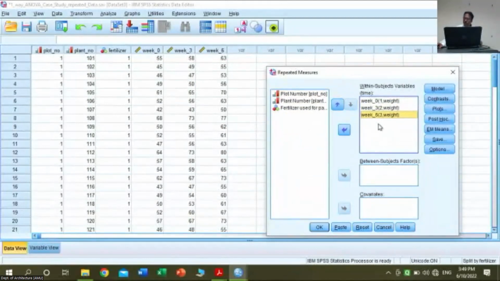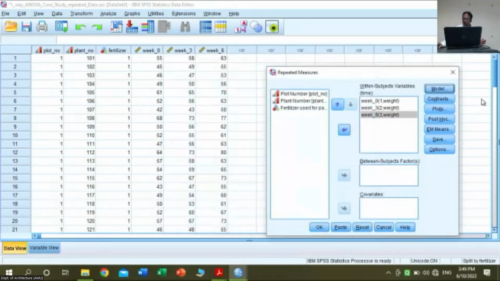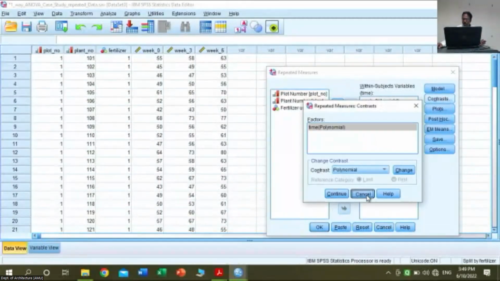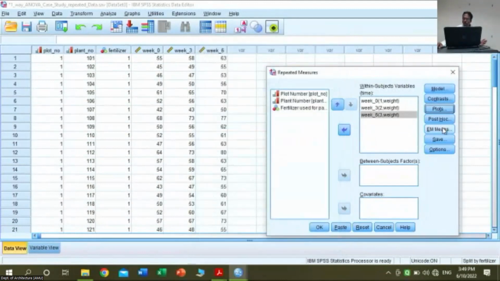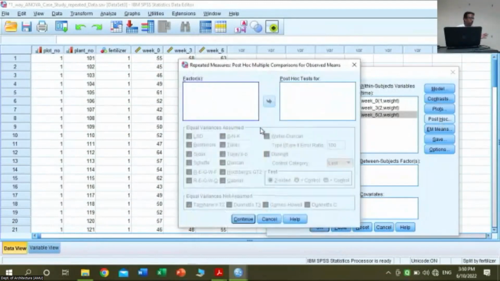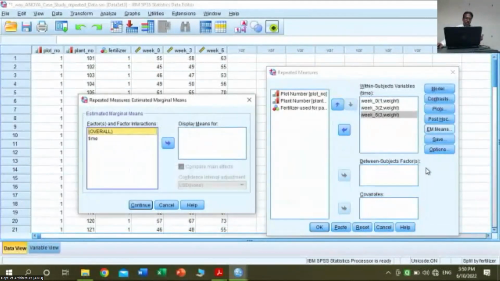Now here some options will be selected. First click on Model, and here Full Factorial is displayed, so no need to select anything, just continue here. And Contrasts, nothing is to be done here. Now come to Plots and move time to the horizontal axis and click on Add and Continue. Now Post Hoc, we see there is nothing, so no need to select anything in the Post Hoc test, just continue this. Now select EM Means, that means Estimated Marginal Means, and we'll select time here and move this into the Display Means for.